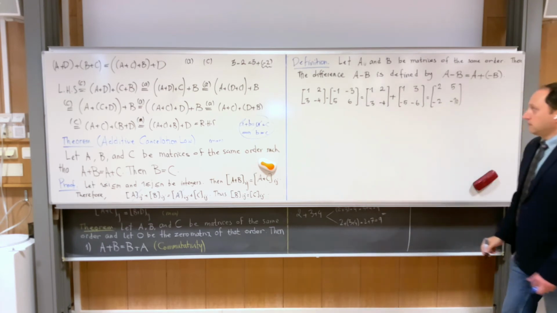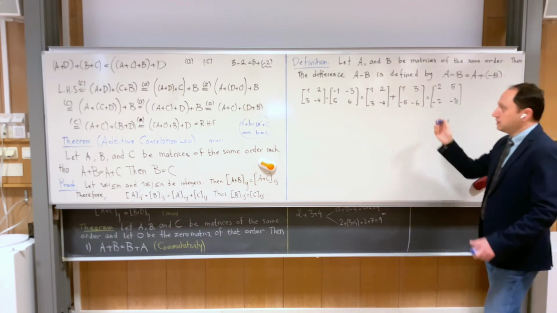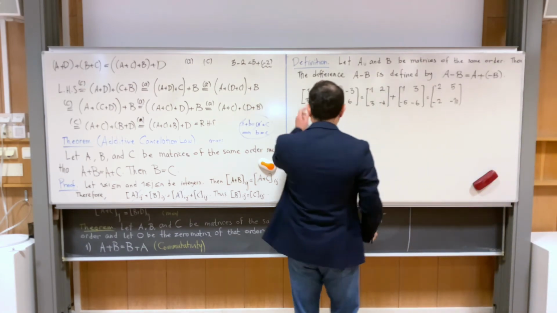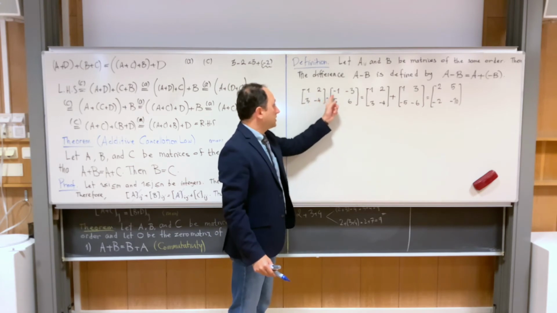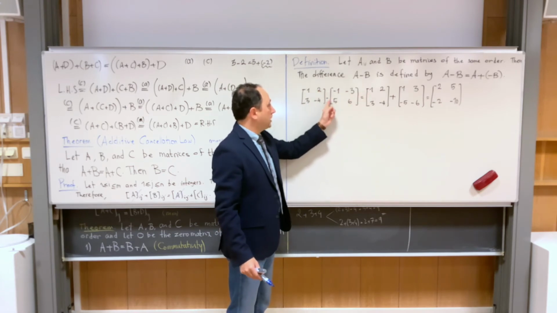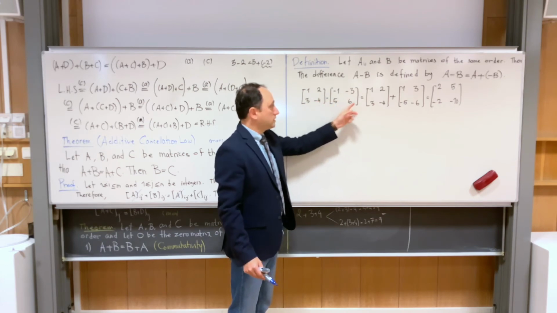Yes? This is if I want to follow exactly the definition. But of course, you can convince yourself that I can just do it entry by entry. 1 minus minus 1 is 2. 2 minus minus 3 is 5. 3 minus 5 is minus 2. Minus 4 minus 6 is minus 10.